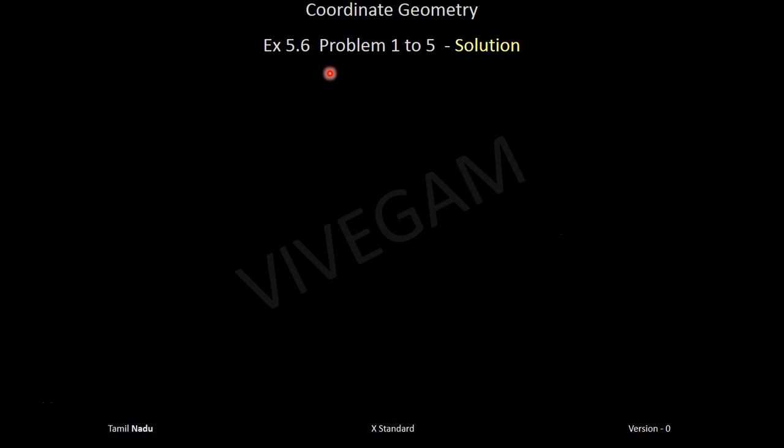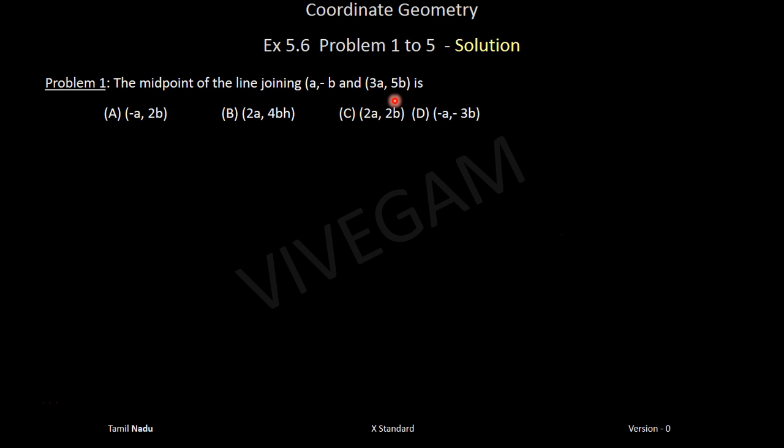Exercise 5.6, problems 1 to 5 solution. The midpoint of the line joining A(a, -b) and B(3a, 5b) is... they have given you 4 options. Actually, there's a small mistake here, let me correct it. I haven't closed the bracket. Okay, so there is a bracket.